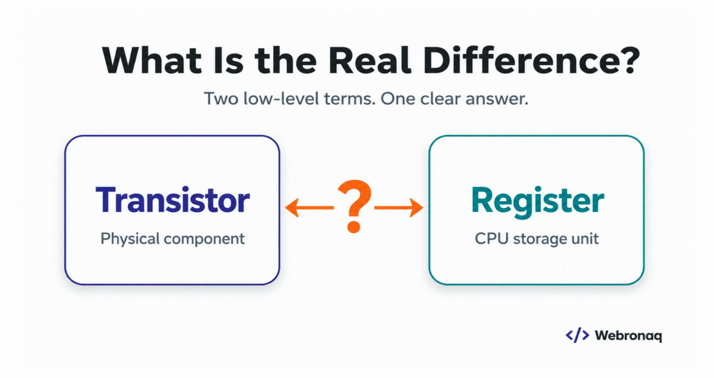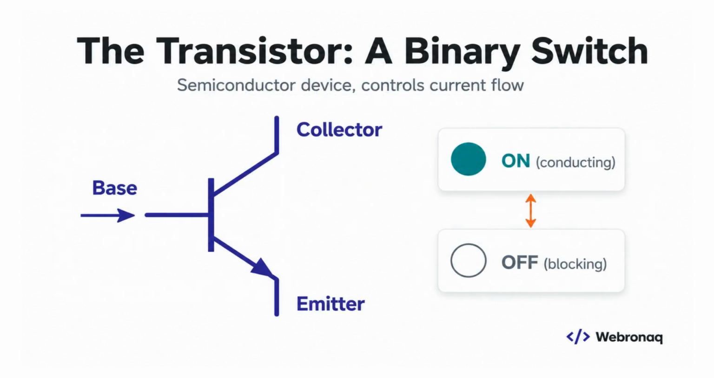Let us start right at the bottom, with the transistor. A transistor is the most fundamental electronic component in modern computing. At its core, it is a semiconductor device, meaning it is made from materials like silicon that can be tuned to either conduct electricity or block it. A transistor has three terminals. You apply a small signal at the base, and that controls whether current flows between the collector and the emitter. In computing, we use transistors as binary switches. Either current flows through, representing a 1, or it does not, representing a 0. That simple on-off behavior is the physical foundation of every logical operation your computer performs. Modern processors pack billions of these tiny switches onto a single chip, each one smaller than a virus.